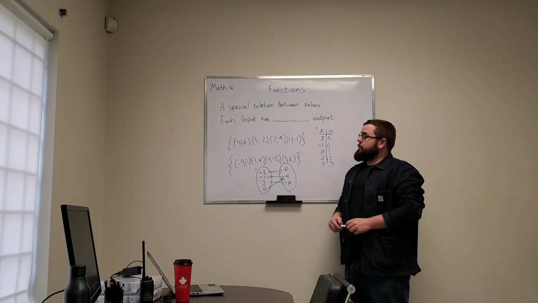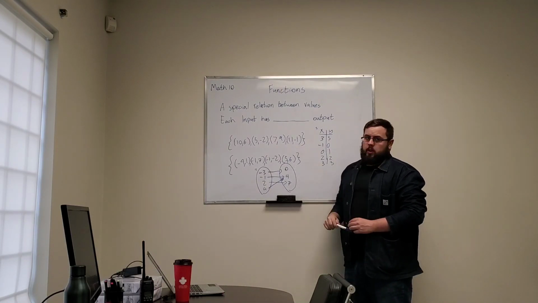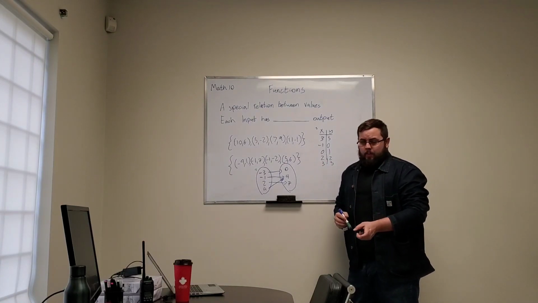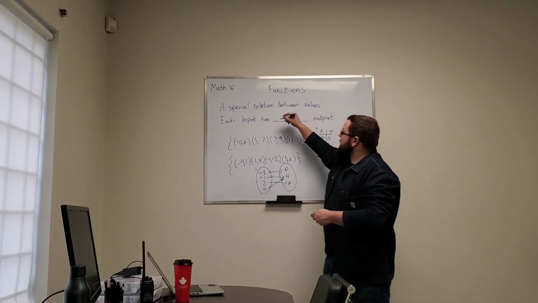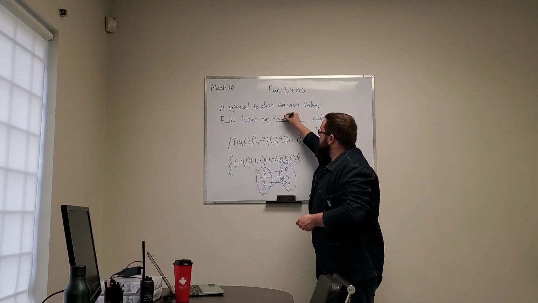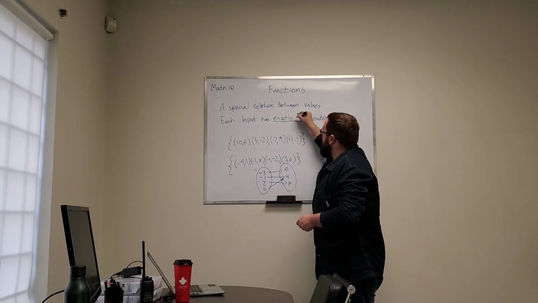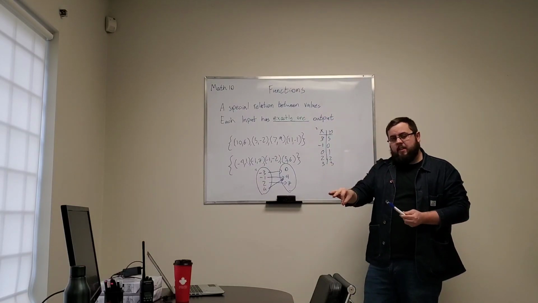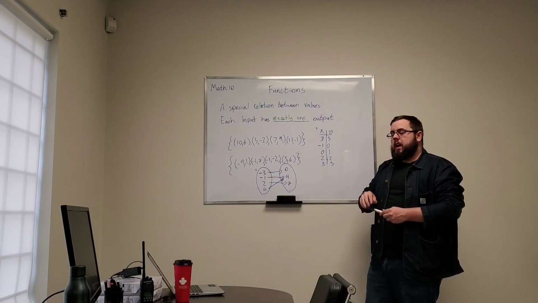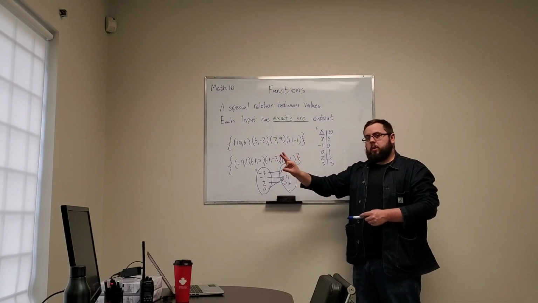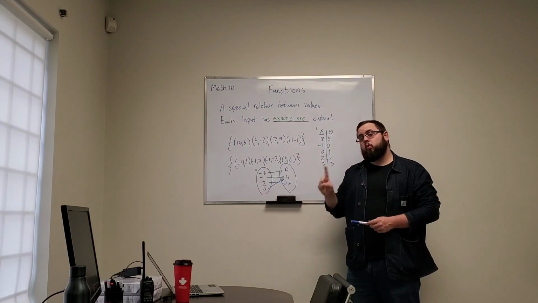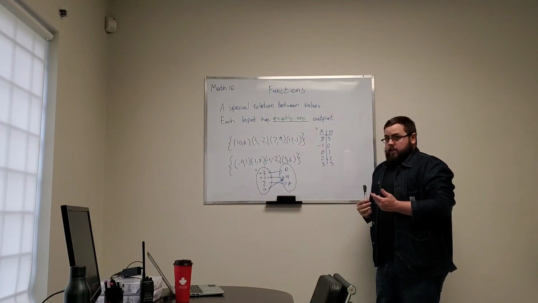Okay, so a function is a special type of relation between values where every input has exactly one output. So for everything you put into your relation, it will go to one output. It won't go to 2, it won't go to 0, it won't go to 3, it goes to exactly 1. Okay, so what does this look like?